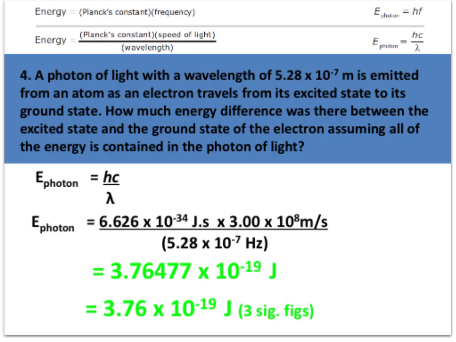We know c is equal to lambda nu. Let me write this over. c is equal to lambda nu. That may not look exactly as it should be. We also know E is equal to h nu. So nu is equal to c divided by lambda.